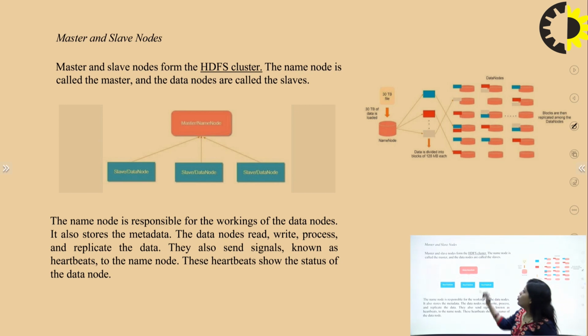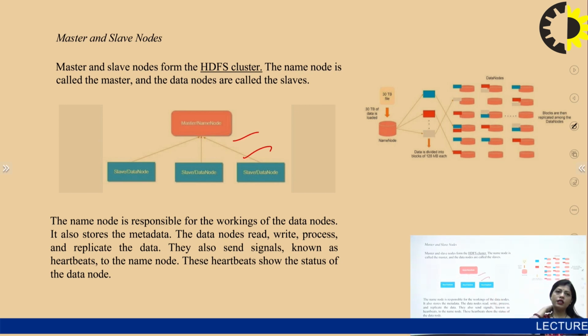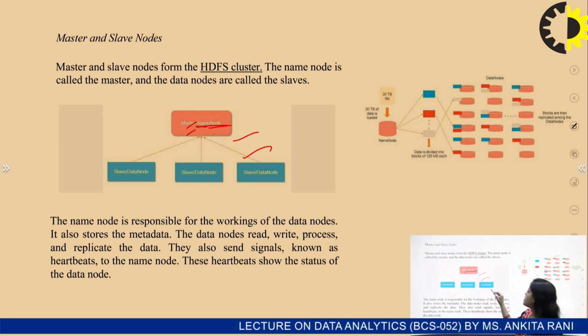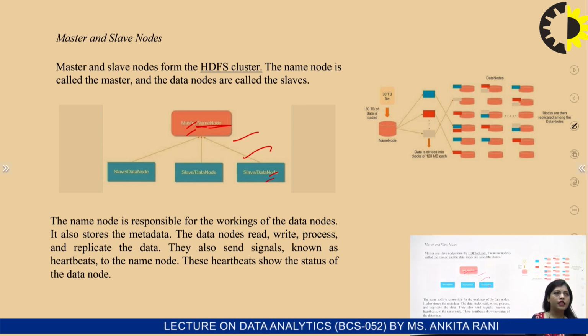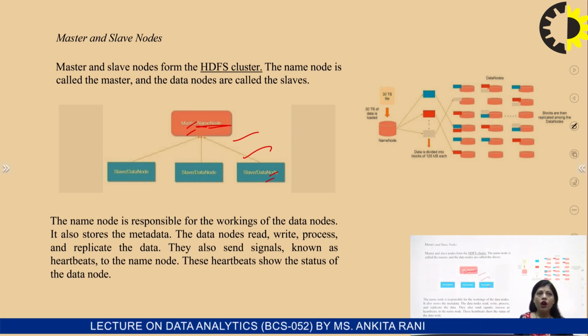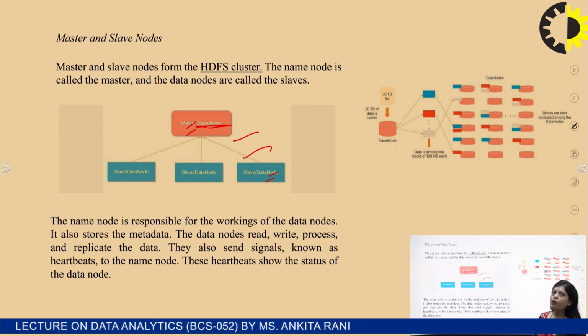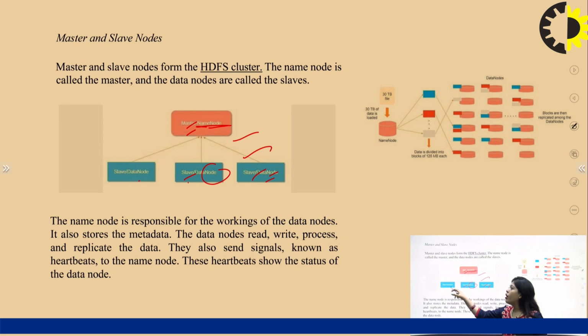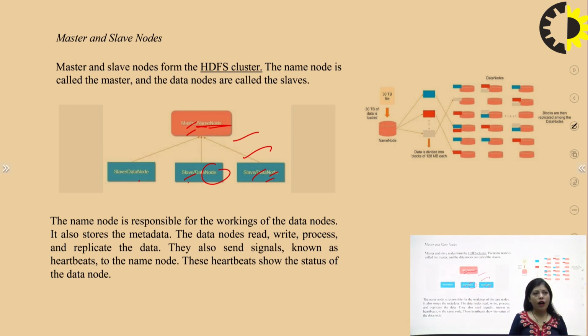So these are the two nodes in the Hadoop file system. One is the name node and the other is the data node. The name node can also be called the master, and the data node can be called the slave node. So master and slave nodes form the HDFS cluster. The name node is responsible for the working of the data nodes, because the work of the slave is based on the master node.